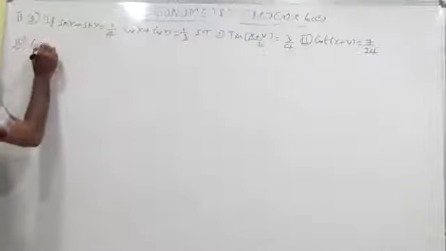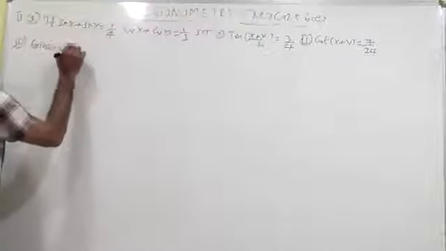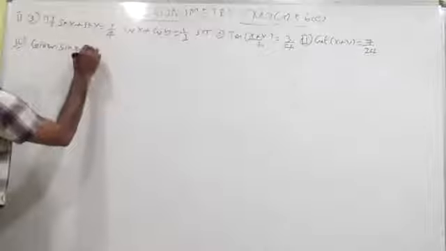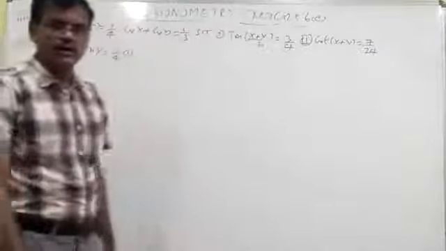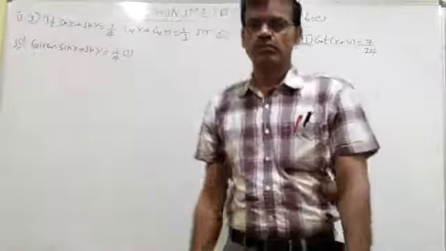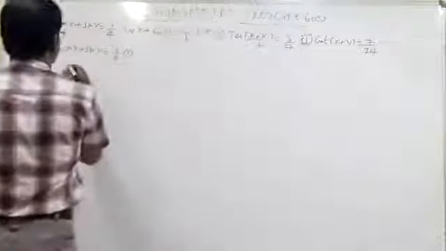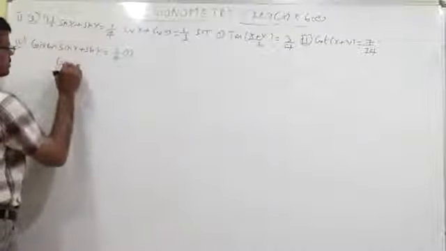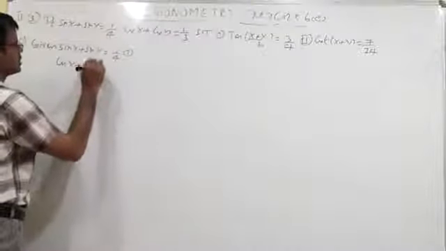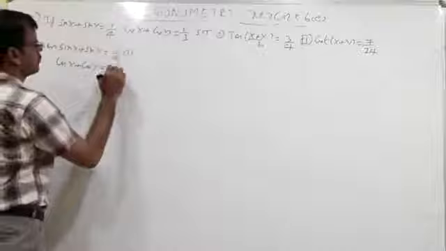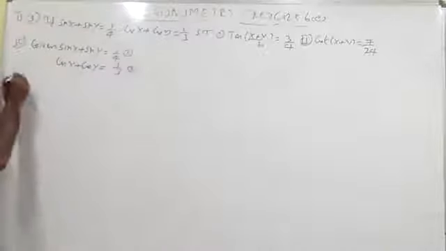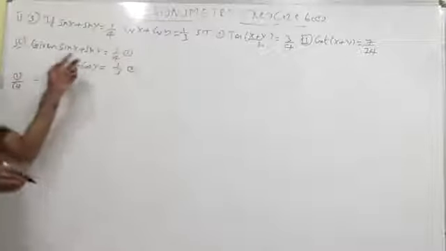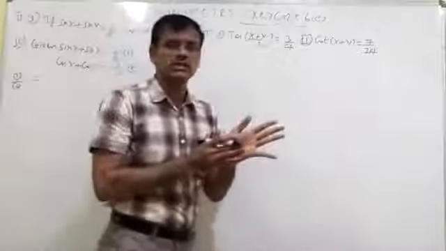Given, you write, sin x plus sin y is equal to 1 by 4, that is the first equation. Next, cos x plus cos y is 1 by 3. Now, 1 by 2 you write. Meaning here, sin x plus sin y by cos x plus cos y.